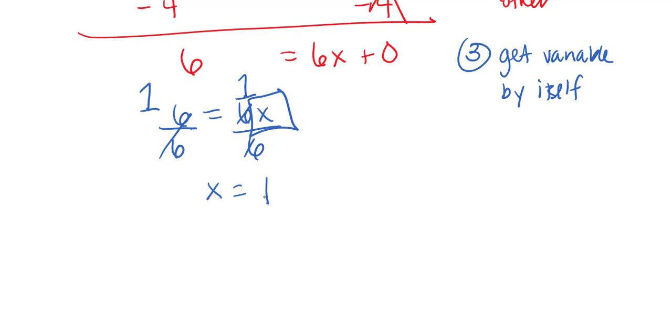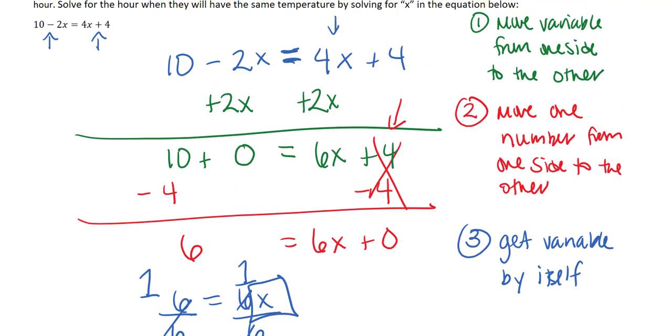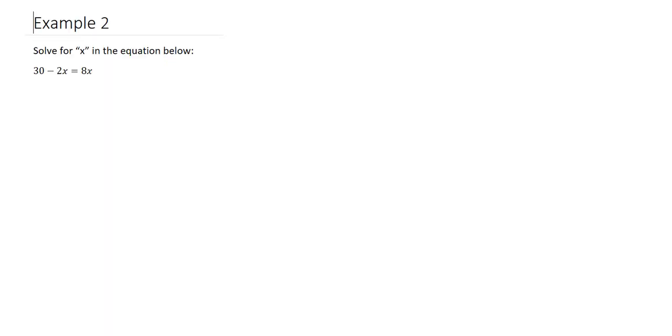Let's look at another example. I just did these steps so you could see by the colors what was happening. Now let's go to example 2. We're going to solve for x in the equation below. We have 30 minus 2x is equal to 8x. Notice that we have an x here and an x here, so we need to get them all to one side.